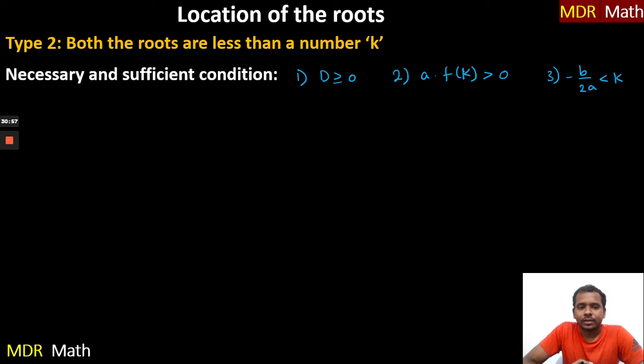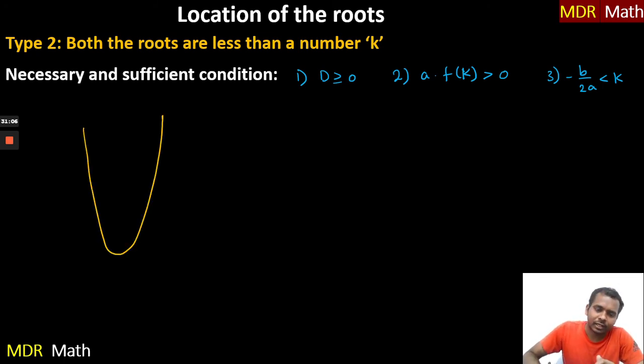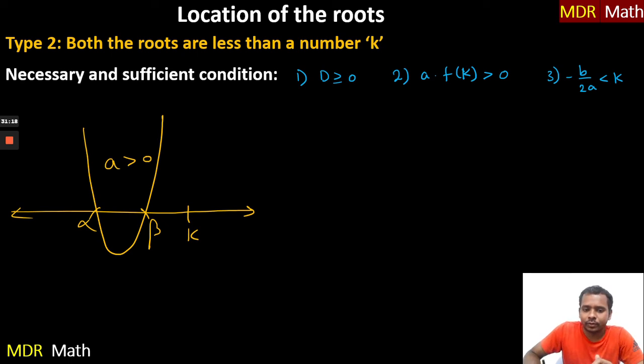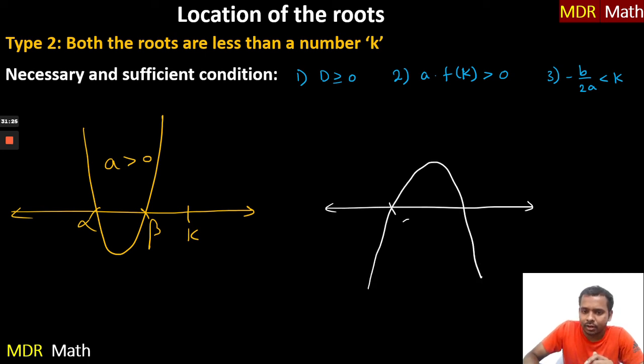Now let's see the second case. Both the roots are less than the number k. Let's take a curve here, and these are the alpha and beta. Here both the roots are less than the number k, and this is k, where a is greater than 0. Let's take one more condition, that is a less than 0. So let's say this is alpha, this is beta and this is k.